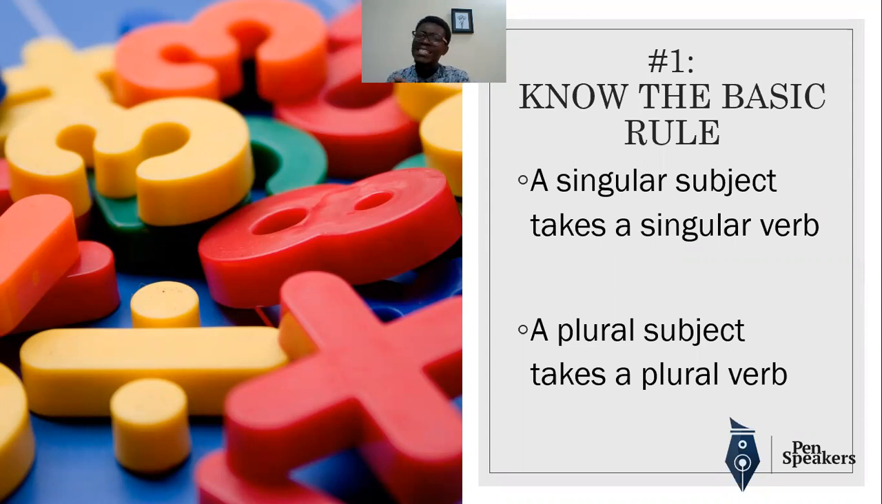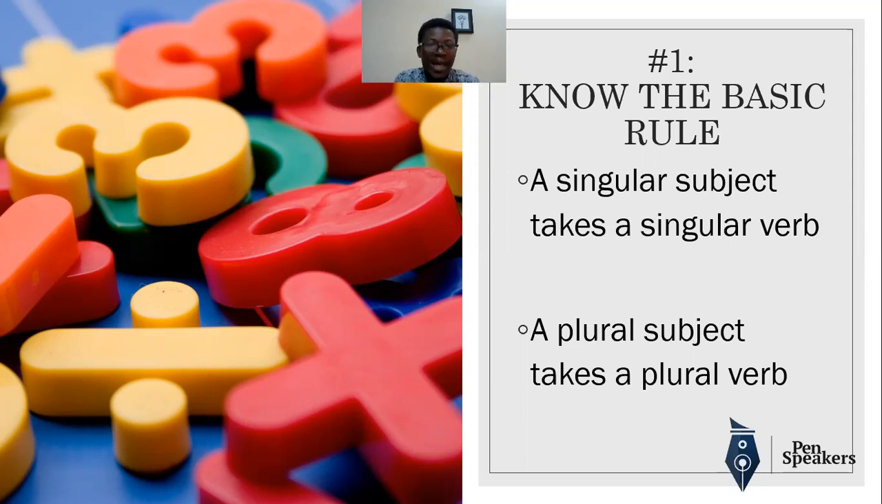So ask yourself, what is the subject of the sentence? The subject of any sentence is what that sentence is about, or what is performing the action in that sentence. Because in the English language, every sentence must have a subject and a verb. In fact, the shortest sentence in English is I am. In fact, I do is also another. I is the subject, am is the verb. You get that? So every sentence must have a subject and a verb.